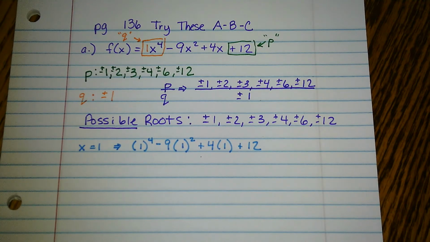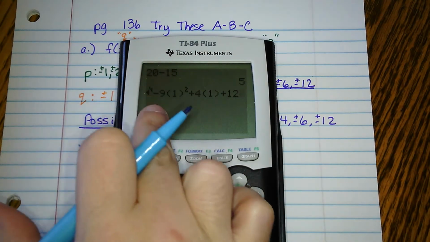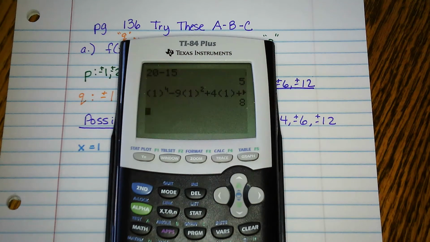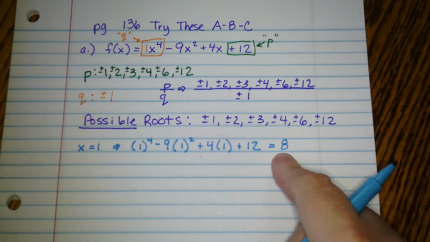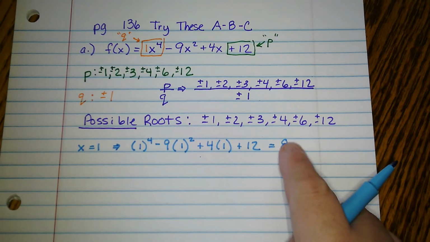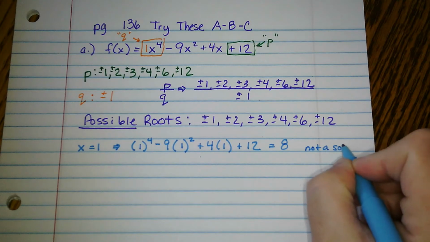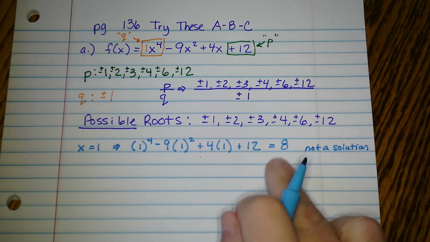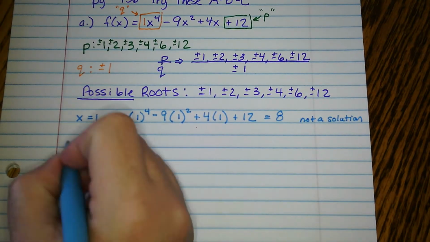So 1 second, so I can set us up for success for the rest. Okay, so I literally typed it in exactly as I wrote it. I'm going to hit enter, and I get 8. So 8 is my answer. Because this is not 0, that means this is my remainder. So this is not a solution. Okay, it's got to be 0 for it to be a solution. So 1 doesn't work, so we're going to try -1.